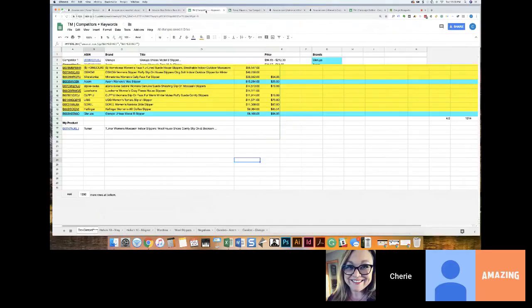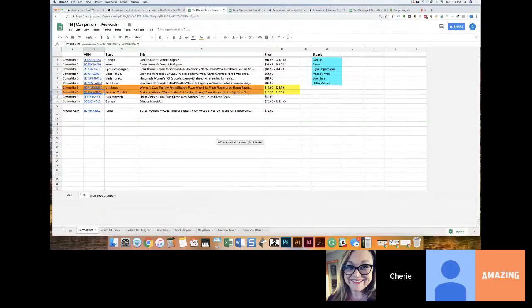So here was my final competitor list. And as you can see, every single one of them, if I'm looking at my titles of the most relevant products, they all include the word wool, and they all include wool slippers, right? Women's wool slippers. That's my primary keyword, women's wool slippers.